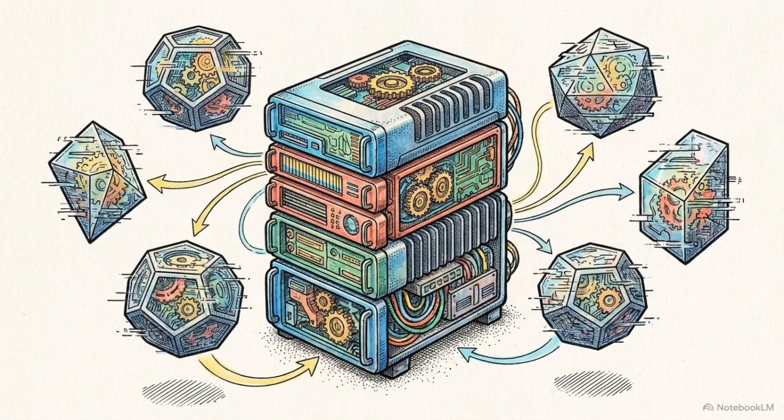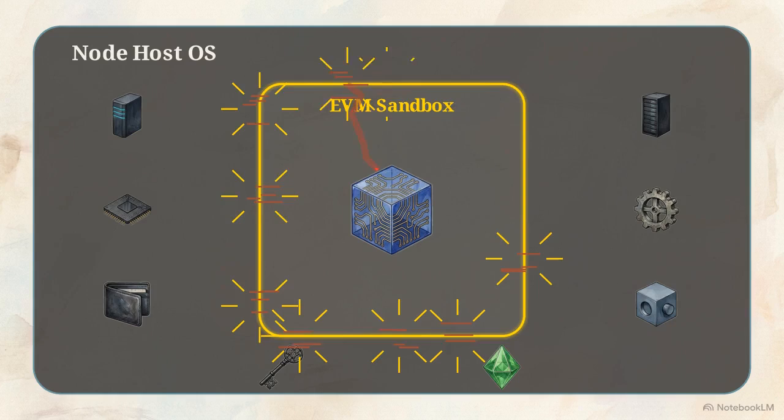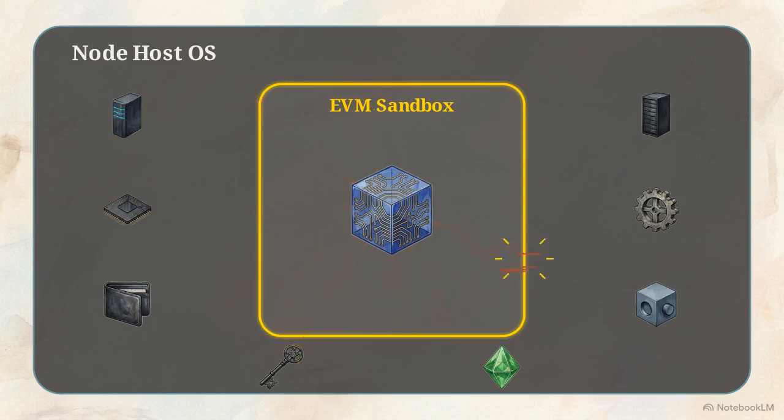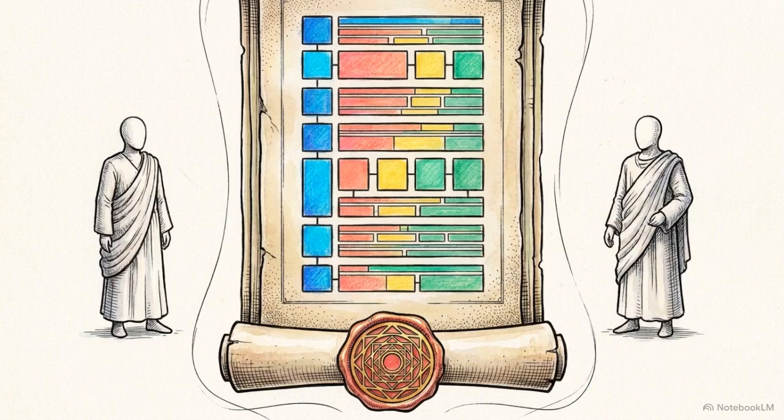Running untrusted, anonymous code on a global network carries massive risk. The EVM operates as a strict sandbox, isolating the executing code from the rest of the node's host computer to prevent malicious interference. By combining isolated computation with deterministic results, the EVM guarantees predictable, platform-independent execution. This is the mechanical basis that allows two strangers to create a trustless, automated agreement.